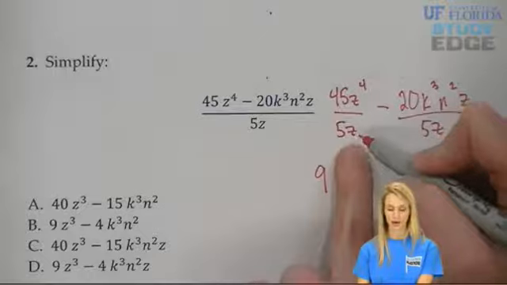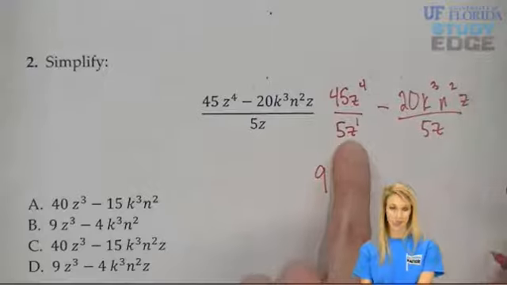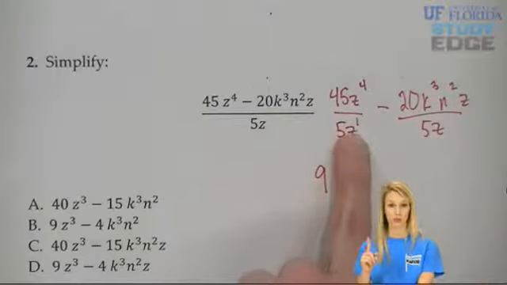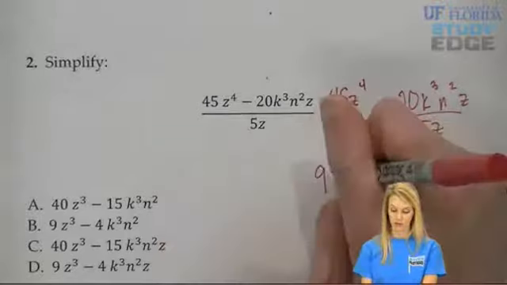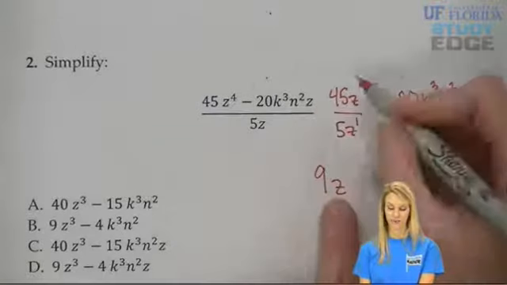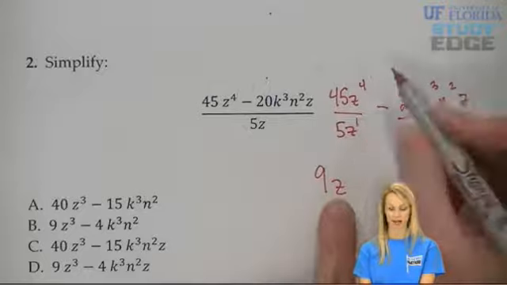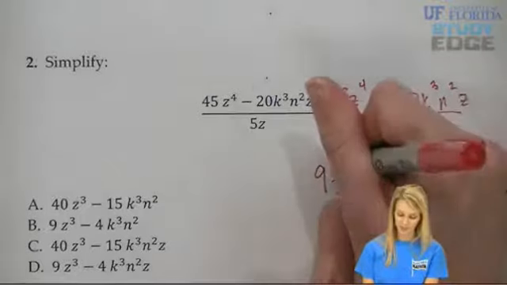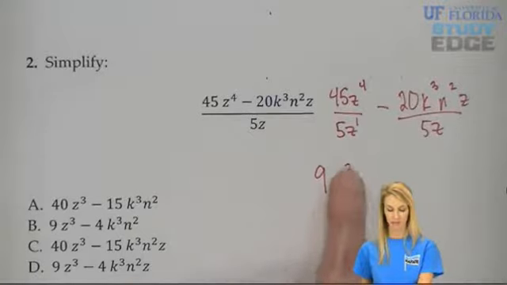Ooh, all right, well now what do? Z is really just z to the 1st power, right? Z is just being raised to the 1st power. It's being multiplied 1 time. Well, 4 is bigger than 1, so z is going to end up in the top. 4 minus 1, since I subtract my exponents whenever I'm dividing. 4 minus 1, now I get 3. So my first term is 9z to the 3rd power.